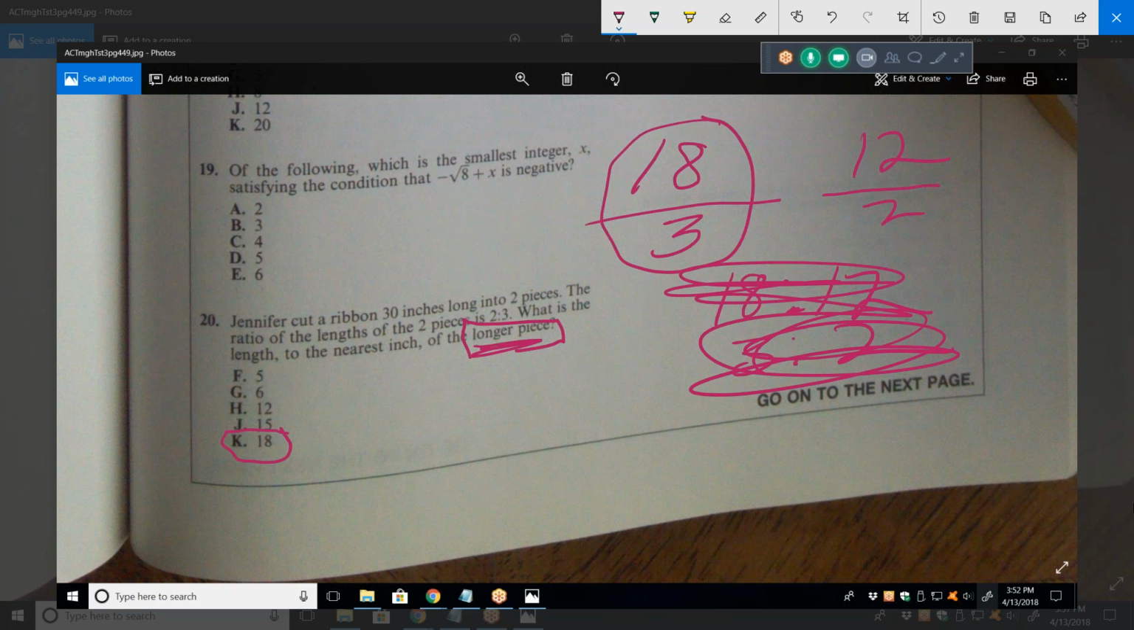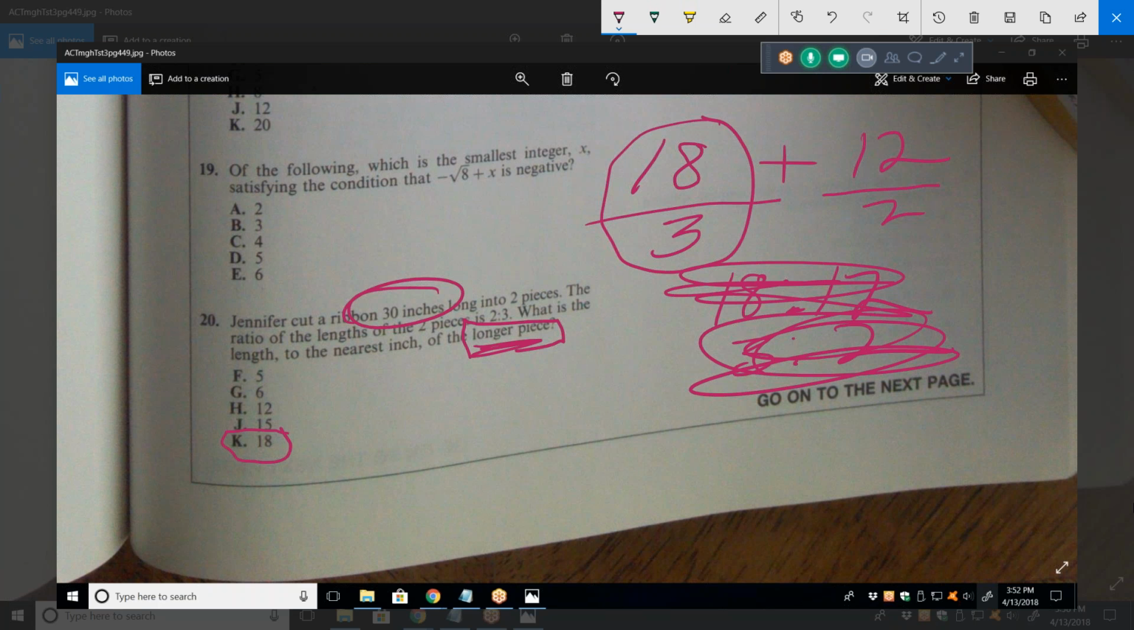Is 18 the correct answer? Yes, because 18 plus 12 is 30. You cut a 30-inch piece of ribbon into 2 pieces. So 18 and 12 works perfectly.